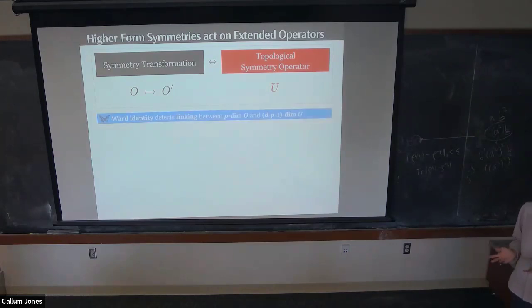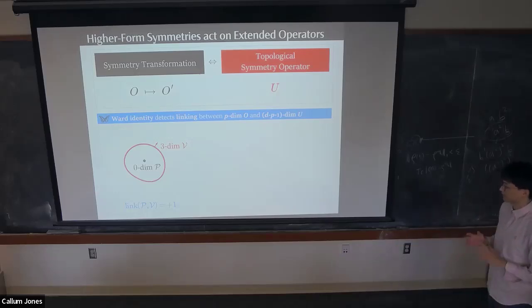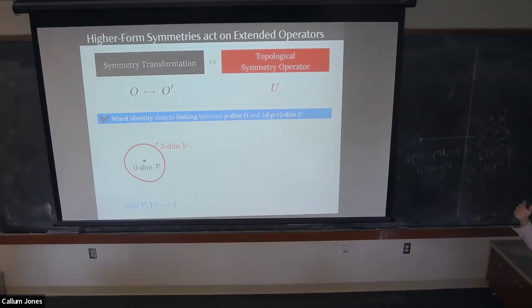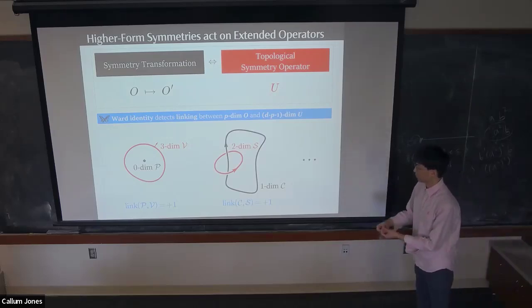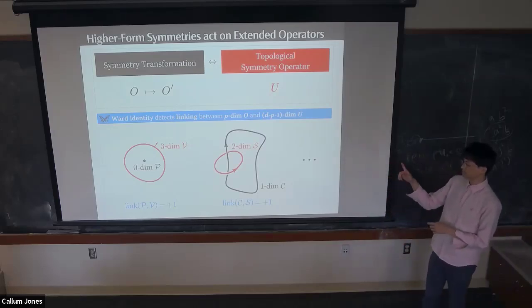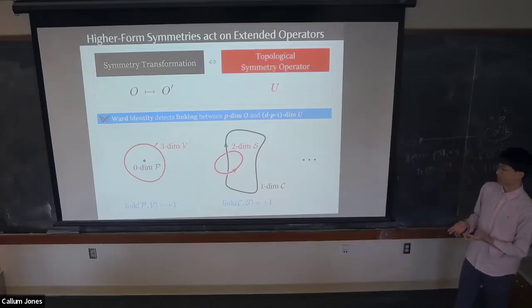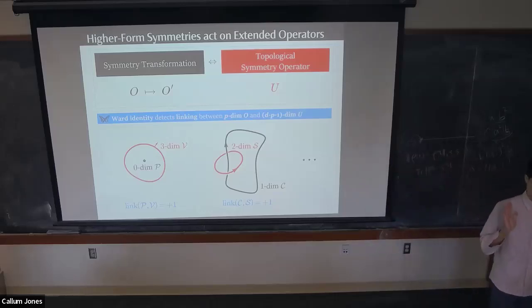So how do the higher form symmetries work? For the 0-form symmetry, I explained that it is described by the linking between the point and the 3-dimensional hypersurface. If we increase the dimension of this defect operator by 1, then the codimension of the symmetry operator decreases by 1, so it becomes 2-dimensional if the spacetime is 4-dimensional. And this structure persists, and in general, we have a p-dimensional operator linking with the d minus p minus 1 dimensional operator encoding the symmetry. So this is a brief review of higher form symmetries.